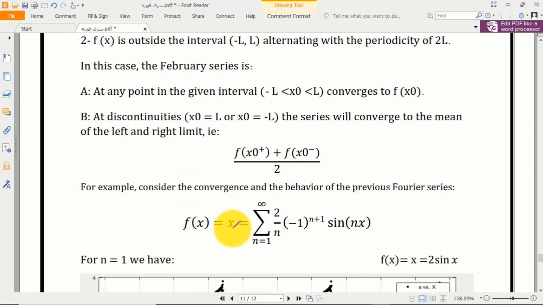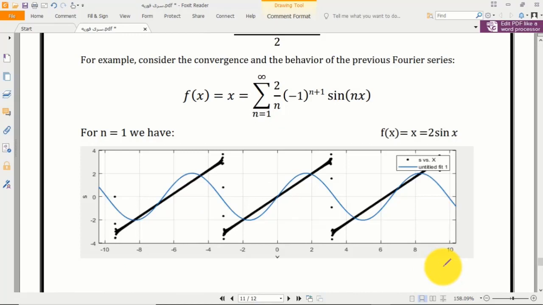So let's put the example to the test. I will plot both the function and the Fourier series of the function in MATLAB. For example, here we have n equal to 1, so I will plot both functions according to n equal to 1. I just want to plot the first term of this Fourier series, so here I have f of x equal to 2 sine x. By plotting this in MATLAB, I will have this blue graph, which is the Fourier series graph, and the black one is the graph of the function plotted over 3 periods.